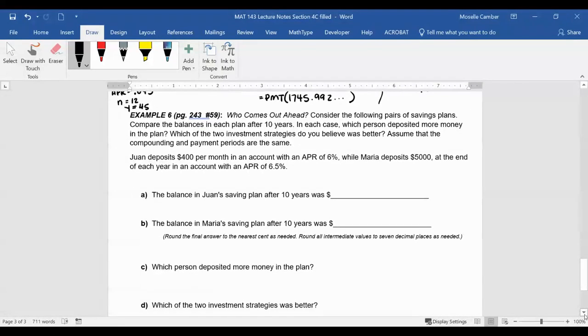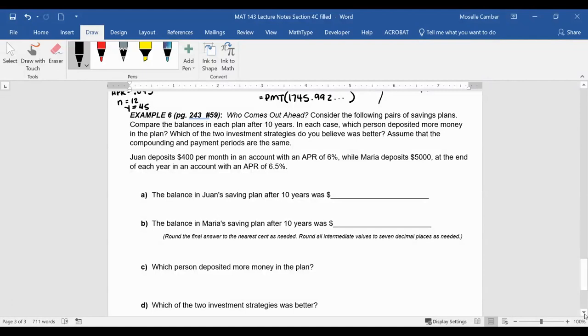Okay, example 6. Who comes out ahead? Consider the following pairs of savings plans. Compare the balances in each plan after 10 years. In each case, which person deposited more money? And which of the two investment strategies do you believe was better, assuming compounding and payment periods are the same? Of course, we're assuming that for every single one of these questions.